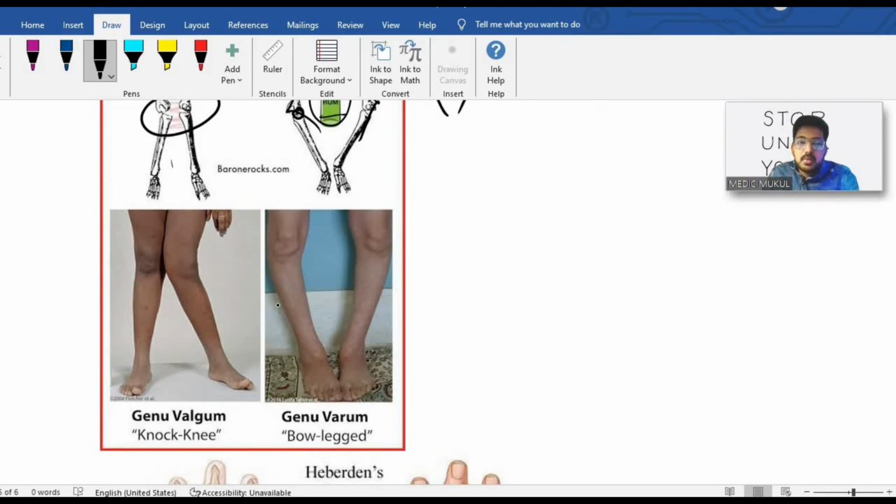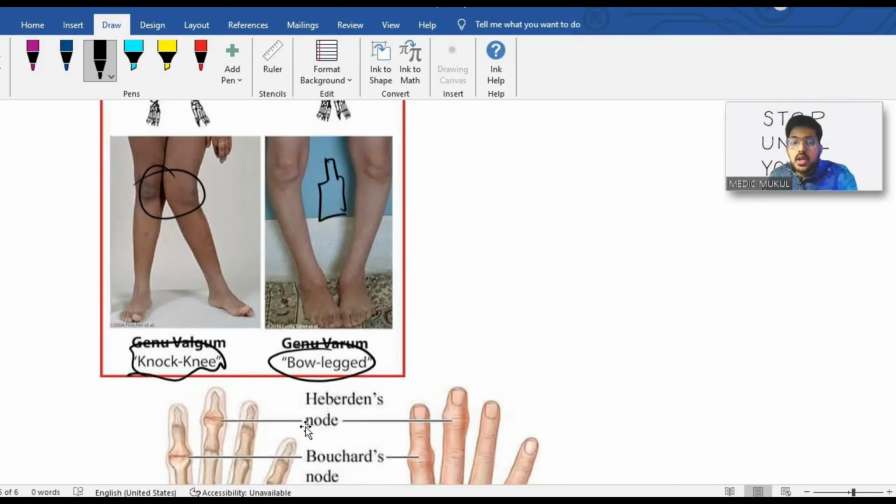So these are the patient images. This is valgum and this is varum. Again, one bottle can fit here. This is also known as bow-legged, and this is known as knock knee.